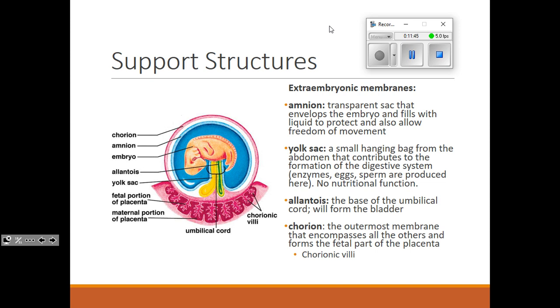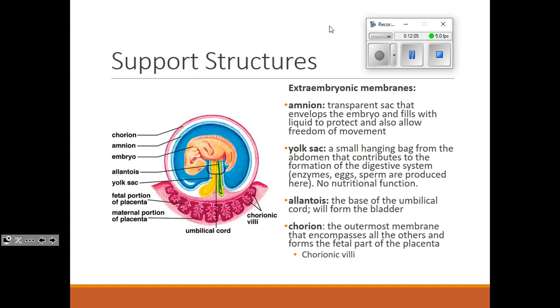So I mentioned the amnion before. Here it is again. It's a transparent sac that envelops the embryo, fills with liquid, so kind of like a shock absorber to protect from mechanical, physical damage, but also to allow freedom of movement.